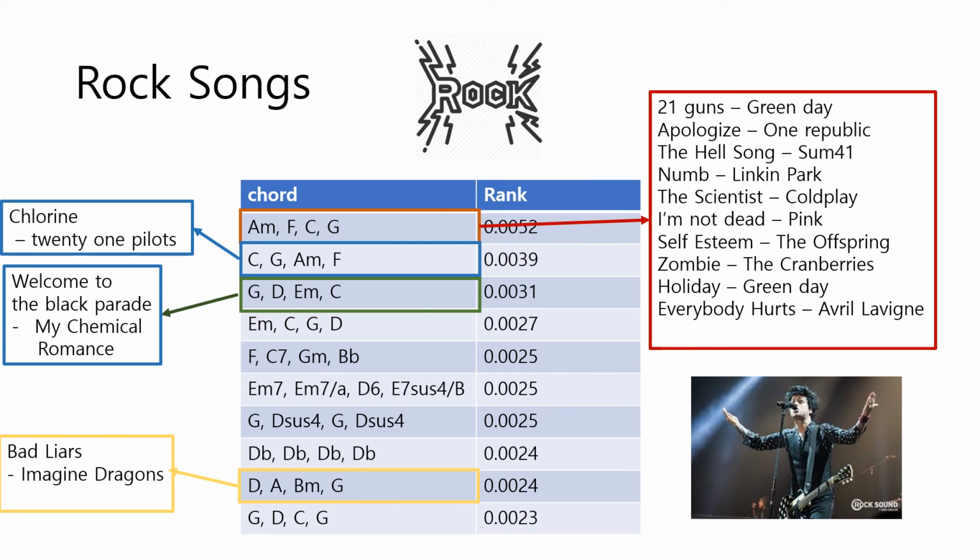These are the popular songs in the rock genre, which use the chord progression that we ranked. Here also we listed the most famous and popular songs these days.